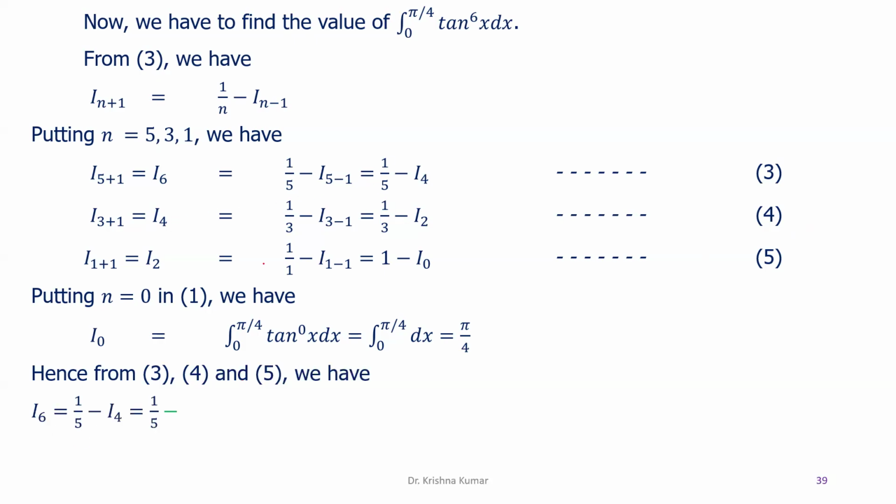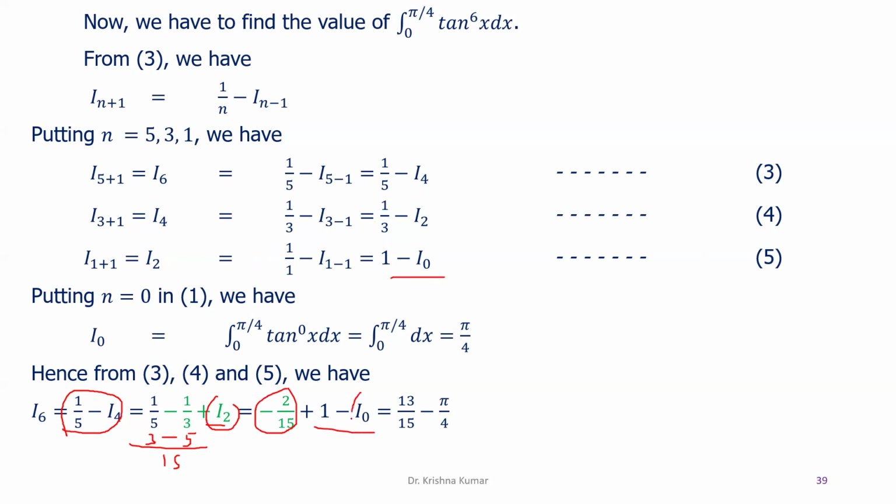I6 is equal to 1 by 5 minus I4, but I4 is equal to 1 by 3 minus I2. So if we put 1 by 3, this is a minus sign, so it is minus 1 upon 3, and minus minus will become plus: 1 by 5 minus 1 by 3 plus I2. But for 1 by 5 minus 1 by 3, the LCM is 15, and this is 3 minus 5, so its value is minus 2 upon 15, plus what is the value of I2? The value of I2 is nothing but 1 minus I0. And again, what is the value of I0? I0 is pi by 4.